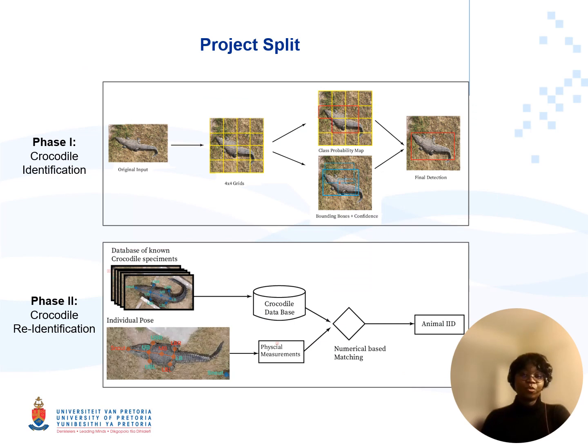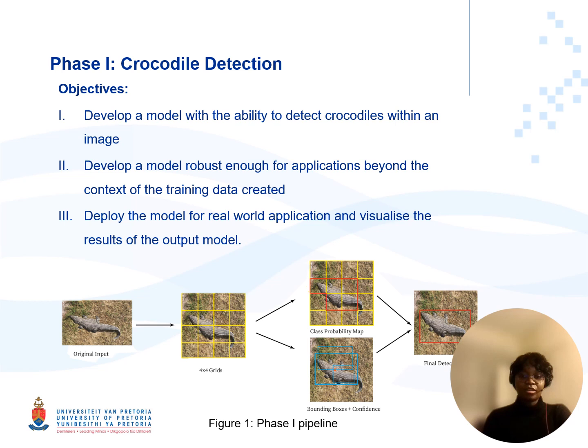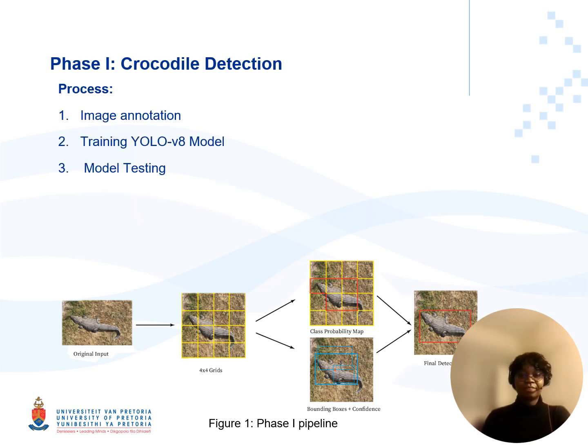As I said before, we split our project into two phases, with phase one focusing on crocodile identification and phase two focusing on crocodile re-identification. We formulated the following objectives for phase one. We aimed to develop a model with the ability to detect crocodiles within an image and develop a model robust enough for applications beyond the context of the training data that we had created. And we aimed to deploy the model for real-world application and visualize the results of the output model.